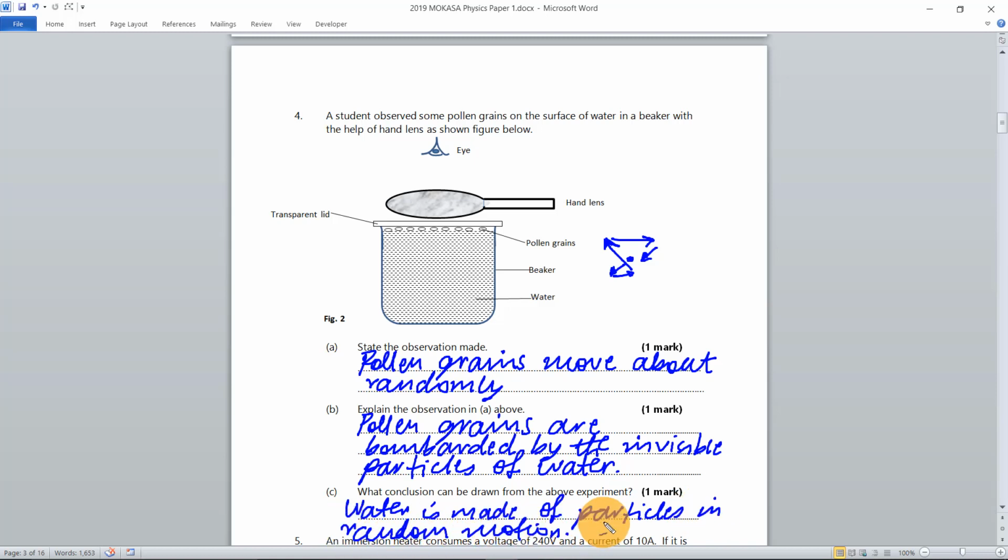I've run out of space in which to write, but in an examination situation, you might want to control the size of your handwriting so that it fits very well in the space where you are writing. Okay, water is made up of particles which are in constant random motion. And that is how you would answer that question.